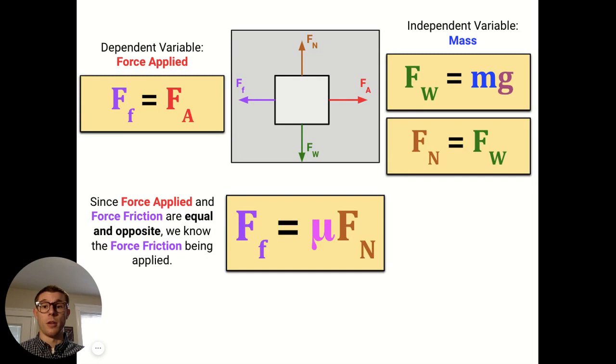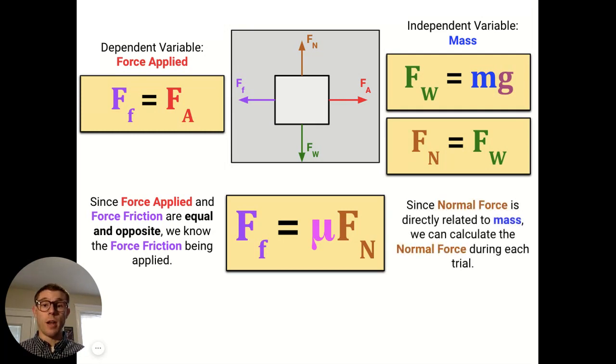So here we were able to determine the normal force by knowing what mass we had. Once we had the mass, we can multiply by gravity to get the weight. And once we have the weight, we know that the normal force is equal and opposite to that. So we have our main equation here that the frictional force is equal to the coefficient of friction times the normal force. And I just described how we're going to find the frictional force by using the applied force. And we're going to find the normal force by using the mass that we use in the lab.